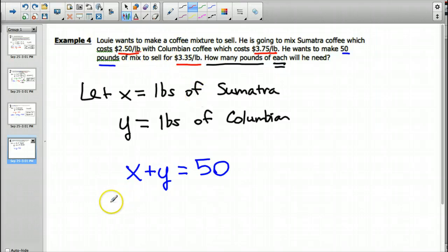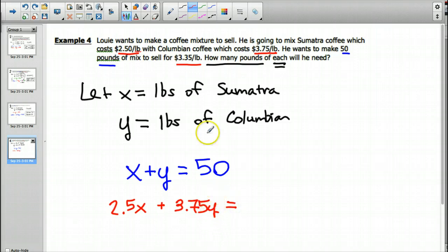So we're going to take 2.5 times X plus 3.75 times Y, and we want to get a mixture that we can sell for $3.35 per pound. And the number of pounds again in our final mixture is 50, so we need to take this 3.35 times 50.